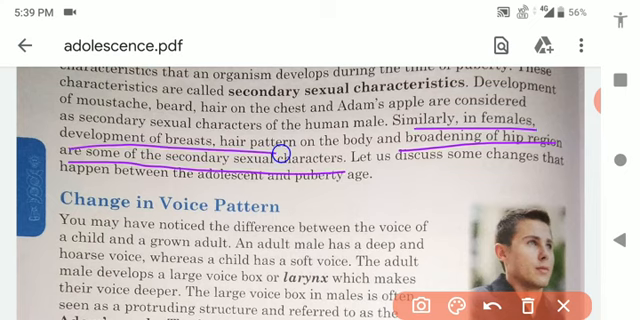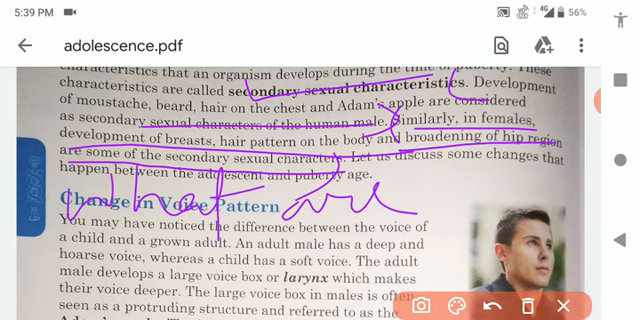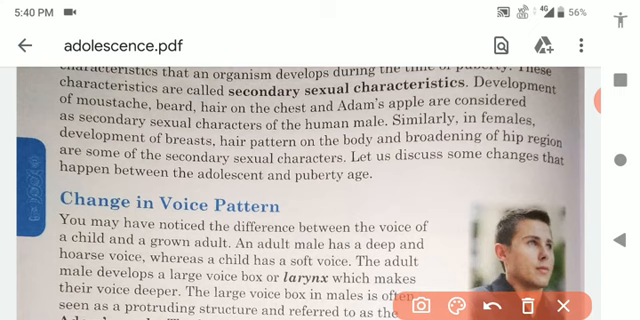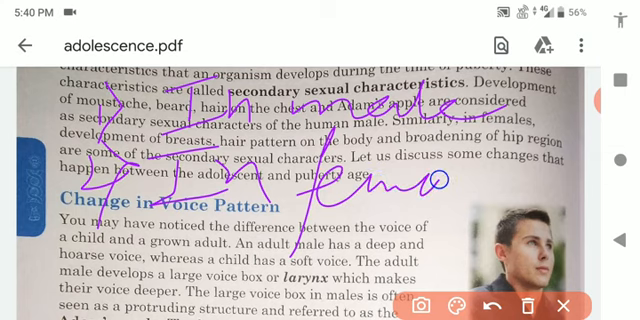So these are the secondary sexual characters that can be observed in the female, and these are the secondary sexual characters that can be observed in the male. So note it down, this is a very important question. What are the different secondary sexual characters? One number in male and second number in female. Understood? So these are the two very important questions that you are required to learn.